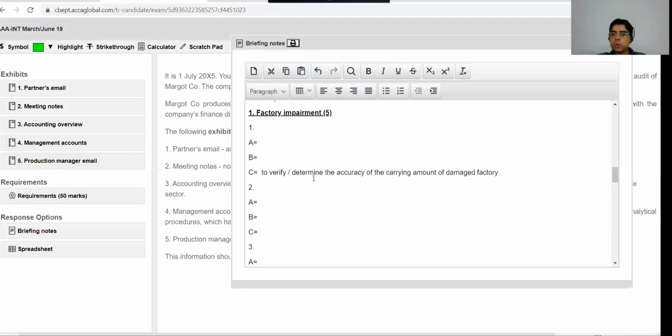So how are you going to verify that? This is what the auditor is looking for. Now, how is the auditor going to verify that? For that, the auditor would have to inspect the carrying amount, inspect the fixed assets, or you could say the non-current assets register. And why are you inspecting that? To verify, to determine the accuracy of the carrying amount of the damaged factory.